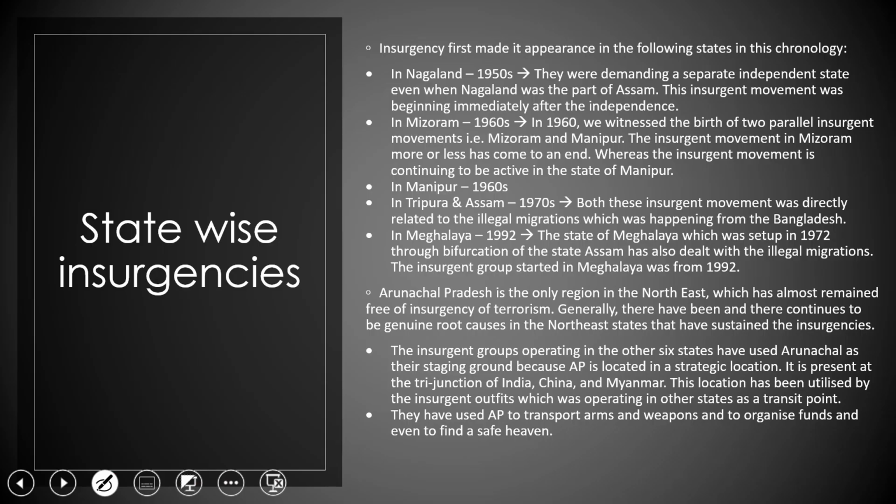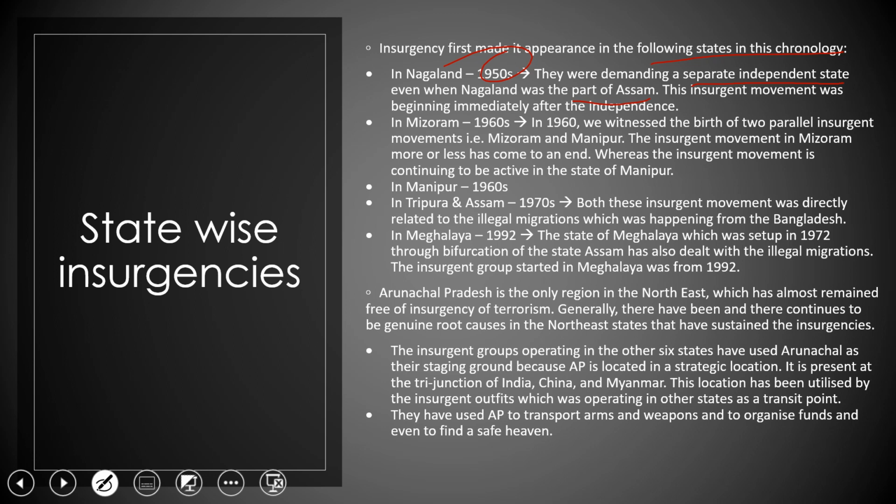Okay, so state-wise insurgency. If we look, each state has insurgency except Arunachal Pradesh, but Arunachal Pradesh acts as a safe haven, a path for safe haven for them. So insurgent groups appear in the following states in chronological order. In Nagaland, the oldest one, it happened in the 1950s. They were demanding a separate independent state. Even when Nagaland was part of Assam, it was not a separate state. Then afterwards we made it a separate state, Nagaland. So the Naga insurgency group is there.